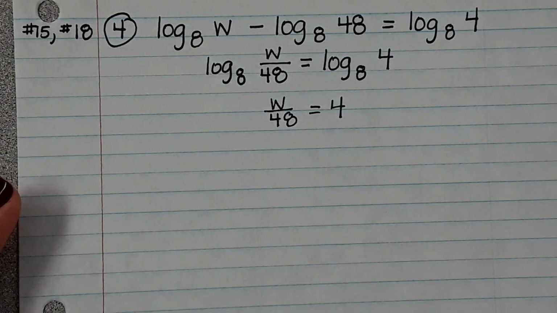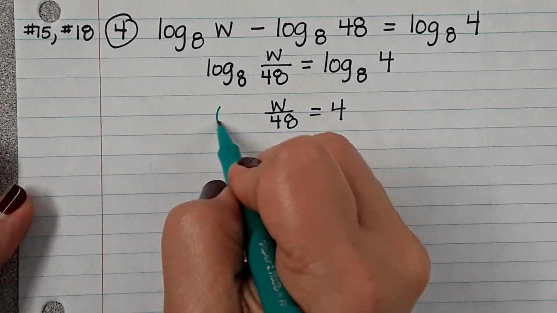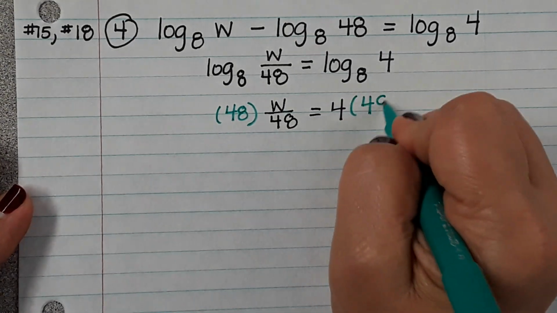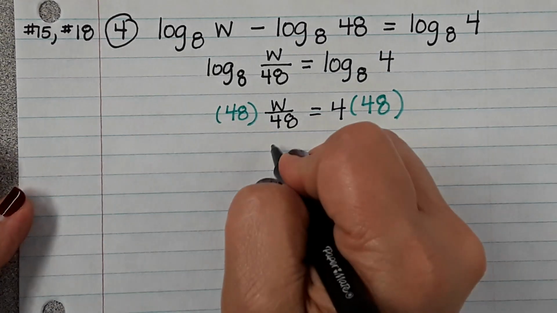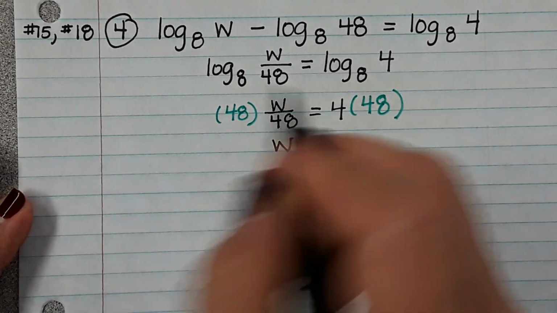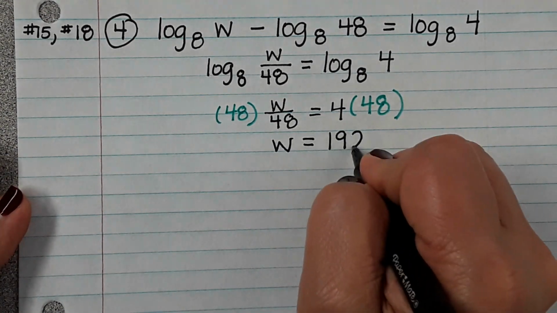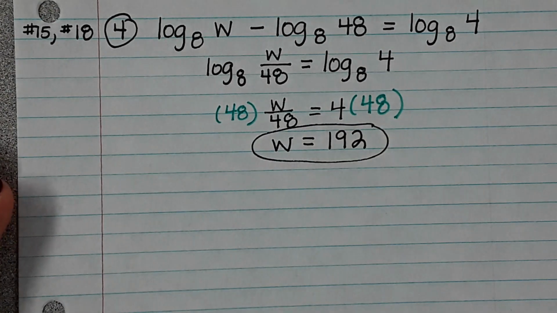So how do you get rid of the 48? Okay, so now we're going to multiply each side by 48 because we want to get rid of that denominator. And these cancel out. So you multiply by the denominator and W equals, what did you get? 192. 192 is correct.